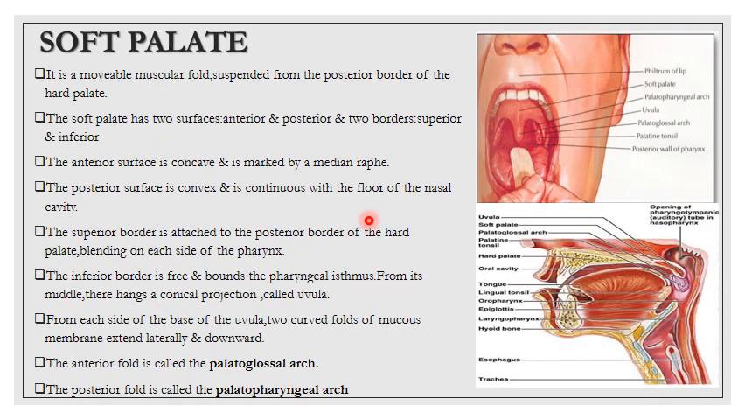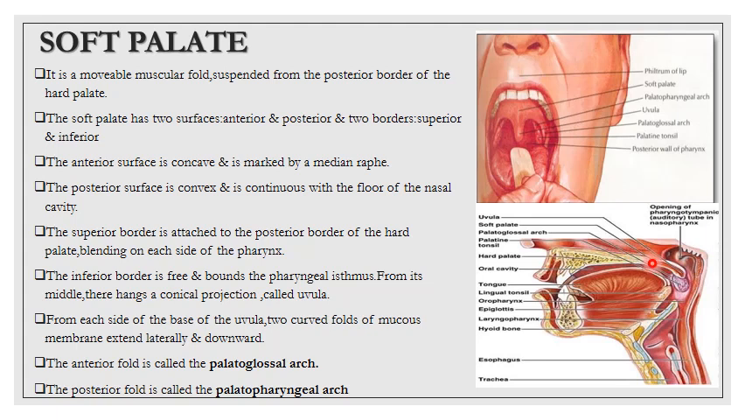Soft palate. It is a movable muscular fold suspended from the posterior border of the hard palate. Now here you can see this non-bony part of the palate, which is a muscular fold suspended from the posterior border of the hard palate. It has two surfaces, anterior surface and posterior surface, and two borders, superior and inferior border. Its anterior surface is concave and is marked by a median raphe, and its posterior surface is convex and is continuous with the floor of the nasal cavity.